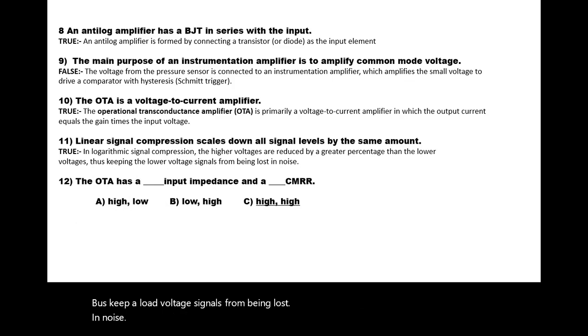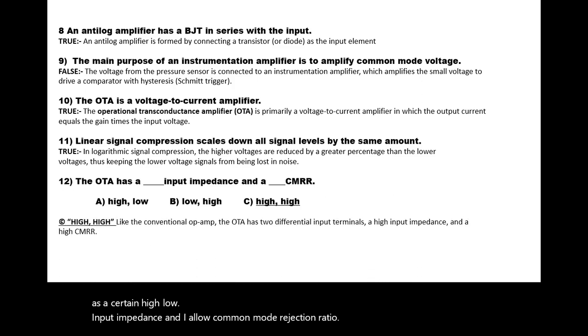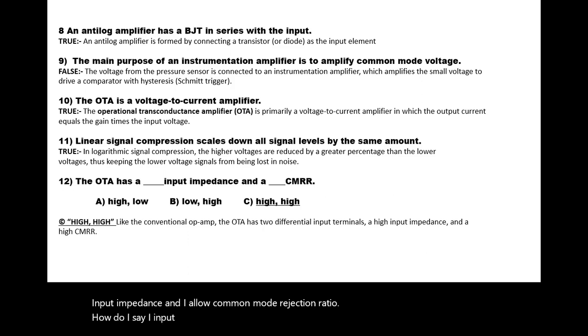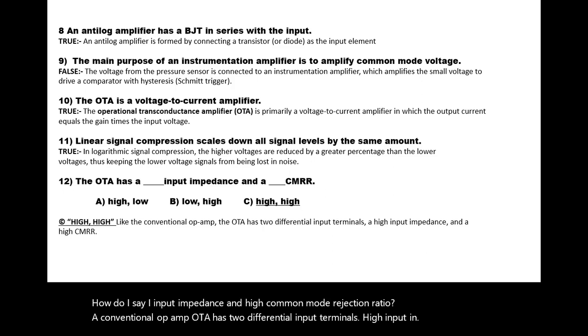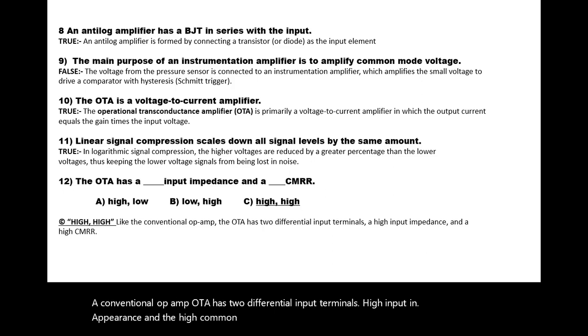Question 12. The OTA has a high or low input impedance and a high or low common mode rejection ratio. The OTA has a high input impedance and a high common mode rejection ratio. Like a conventional op-amp, the OTA has two differential input terminals, a high input impedance and a high common mode rejection ratio.